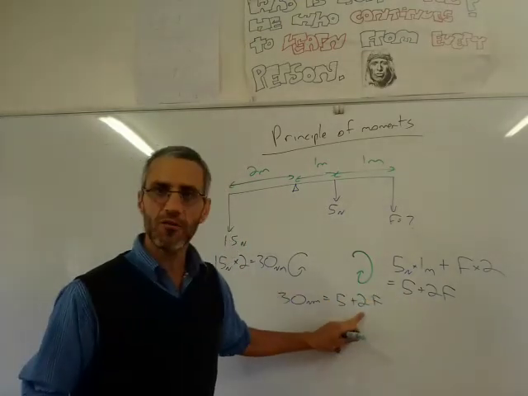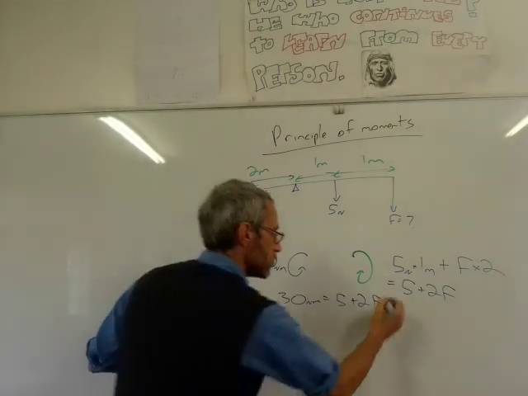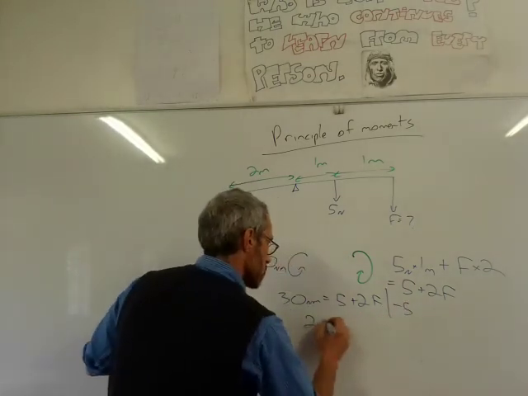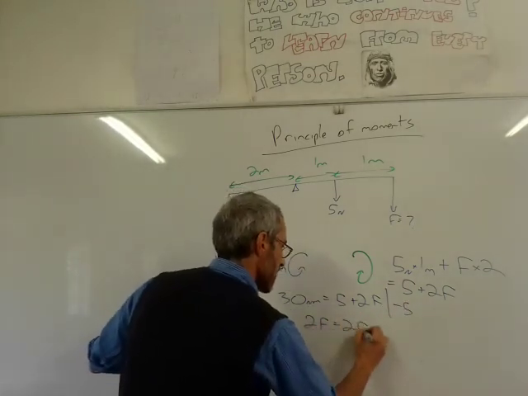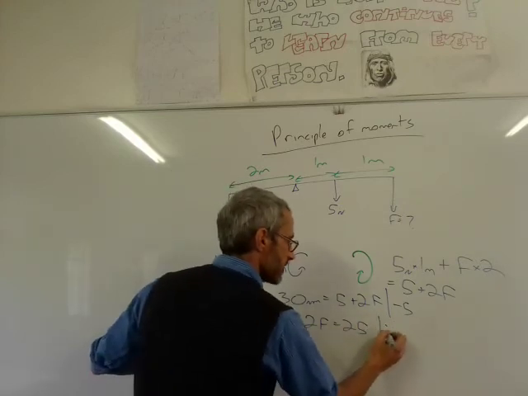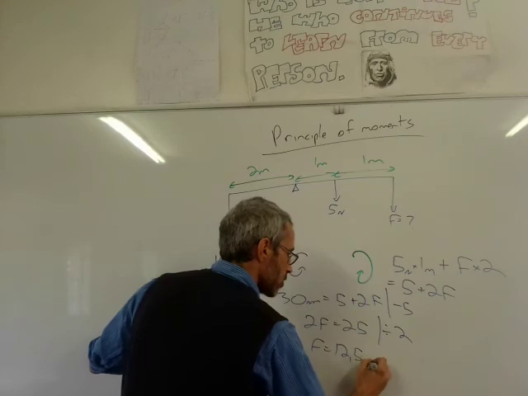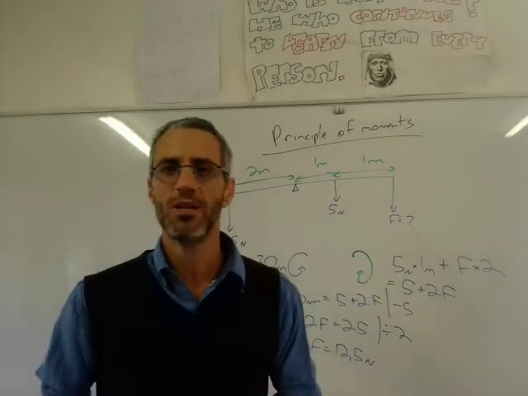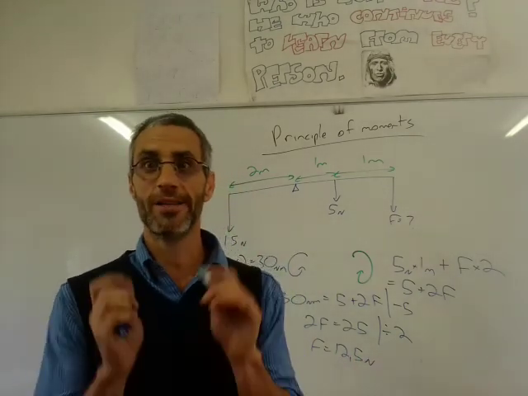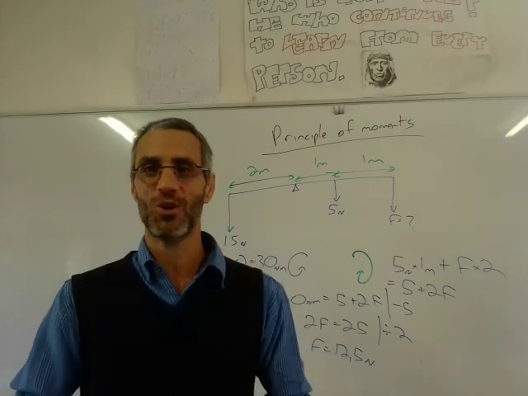I want to find out the force. So I'm going to get rid of the 5. I'll do minus 5. So 2F equal 25. Get rid of the 2 by dividing by 2. F equal 12.5. Because I work in newtons and meters, the answer will be newtons. And so that is a difficult level question.